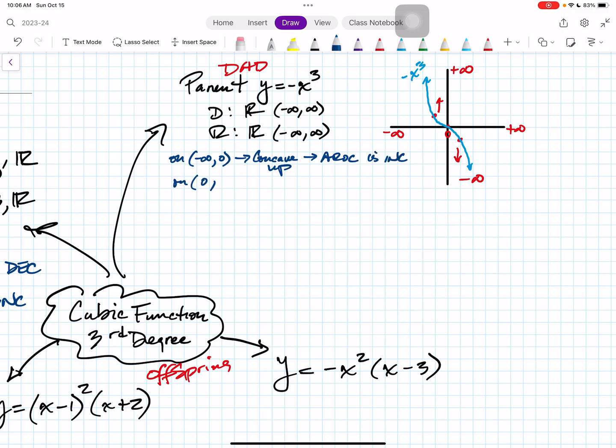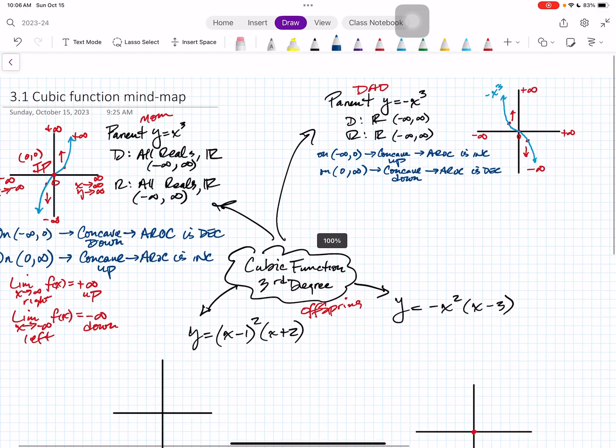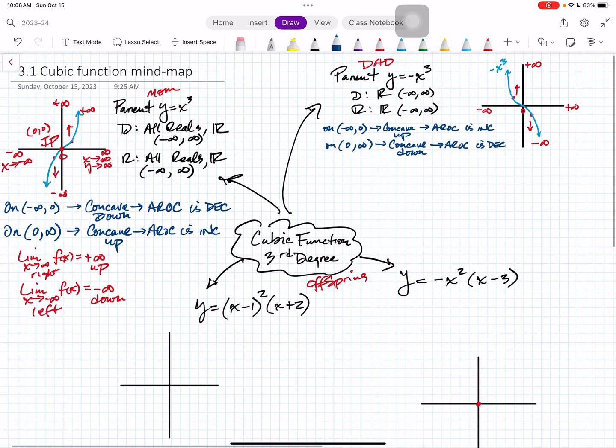Now, from 0 to infinity, it changes concavity. So here it's concave down. What does that imply? It implies that the average rate of change is decreasing. That's a Unit 1 concept. I'm not going to go over that in detail again. You should just know that, and if you don't, you should do a mind map on that and figure it out too. We talked about that extensively in Unit 1.